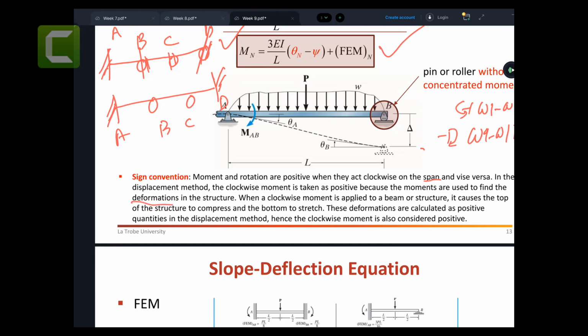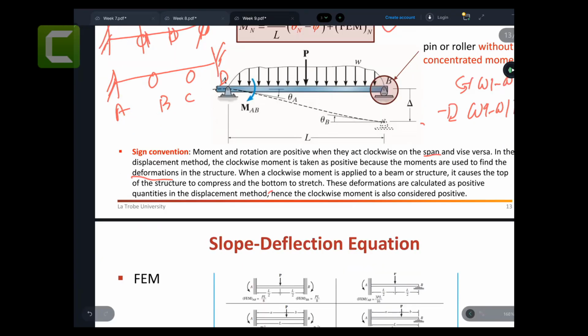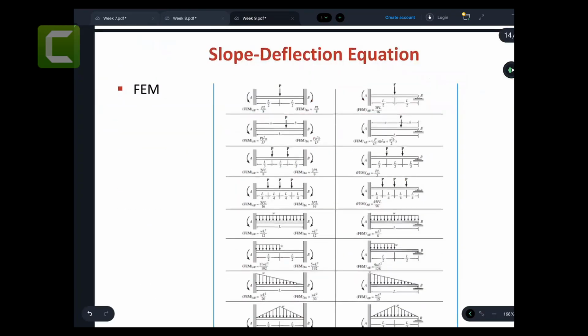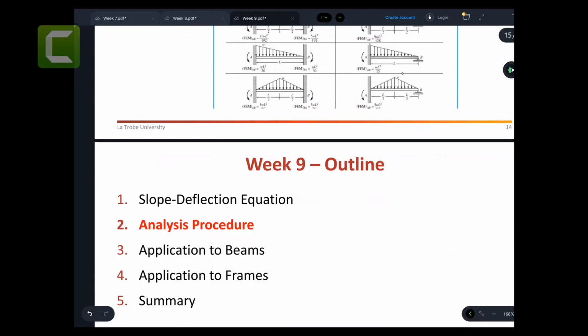When a clockwise moment is applied to a beam or structure, it causes the top to compress, like a smiley face, and the bottom to stretch, which is tension. So these deformations are calculated as a positive quantity in the displacement method. Hence, the clockwise moment is also considered positive. That's the reason it creates the smiley face in the displacement method. These are some of the equations for slope deflection and fixed end moments. I'm going to show you how to use those in a minute.